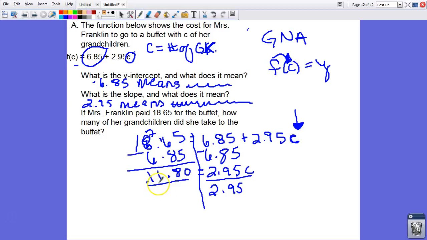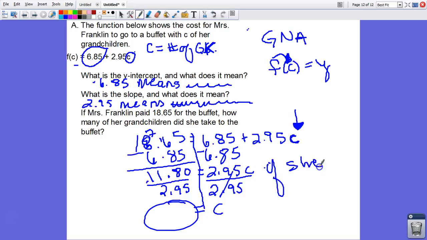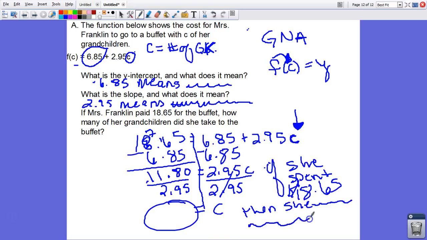I don't know if that works out evenly. You will have to round this because we can't cut grandkids in half. Divided by 2.95. And tell us, in a complete sentence, how many kids she took out to dinner if she spent $18.65. Watch this again if you struggled with it, and I will answer questions the next time I see you.